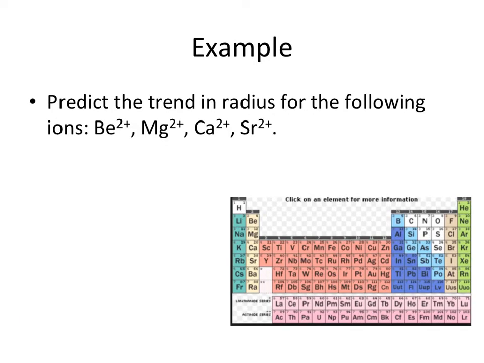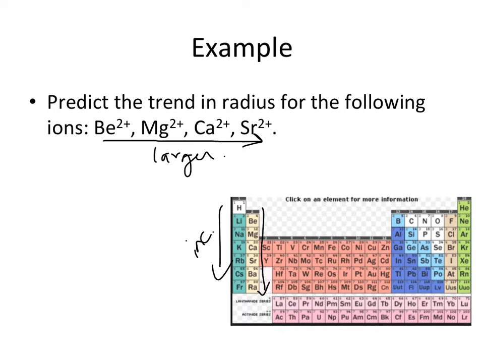So if we look at an example where a question could be a given, basically here they've asked you to predict the trend in the radius for the following ions. So we have beryllium plus 2, magnesium plus 2, calcium plus 2, and strontium plus 2. Beryllium, magnesium, calcium, strontium, these are all in that alkaline earth metal group. They all normally form a plus 2 charge. As you go from top to bottom, though, we know that the typical trend is what? We know that it is going to increase in size top to bottom, whether you're talking about atomic radii or ionic radii. So because they're all in the same group, the trend is very straightforward. So basically, the trend you should expect is that as you go from beryllium to magnesium to calcium to strontium, they should be getting larger.